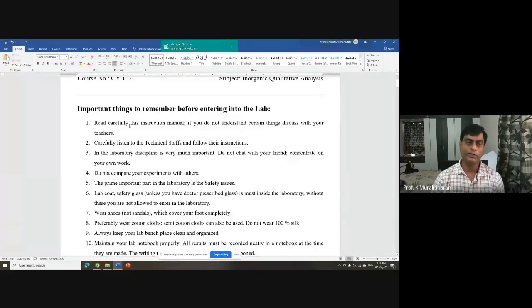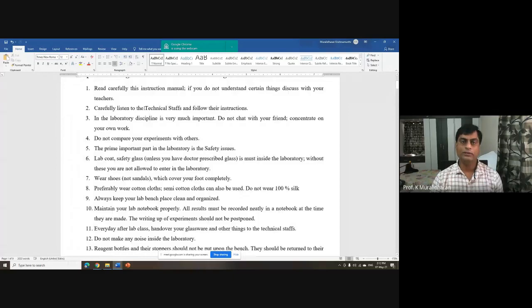Safety instruction, how to behave in the lab. So read the instruction carefully and understand all this. You can read it. Carefully listen to the technical staff. There are many other staff available in the lab. You have to listen to them.